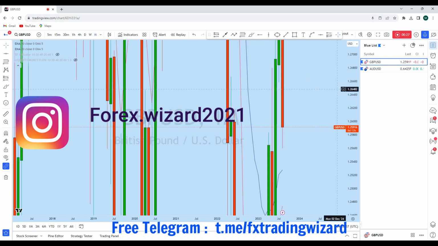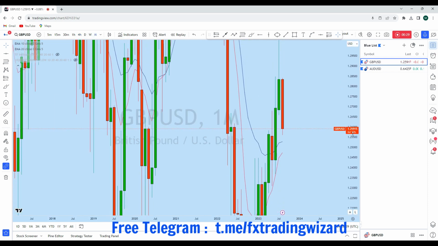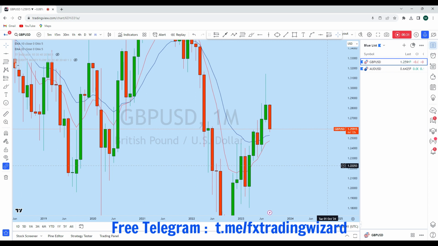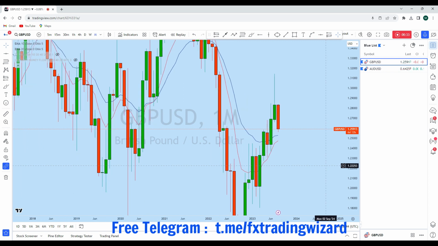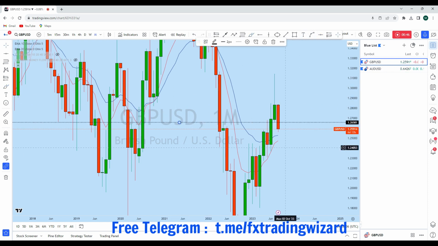looking at the monthly time frame to see the overall picture in the market. From the monthly, we can see that GBPUSD had a very strong rejection from this long wick candle. This is the monthly long wick candle, and from that zone you saw that GU had a strong breakdown and has broken this monthly support level.